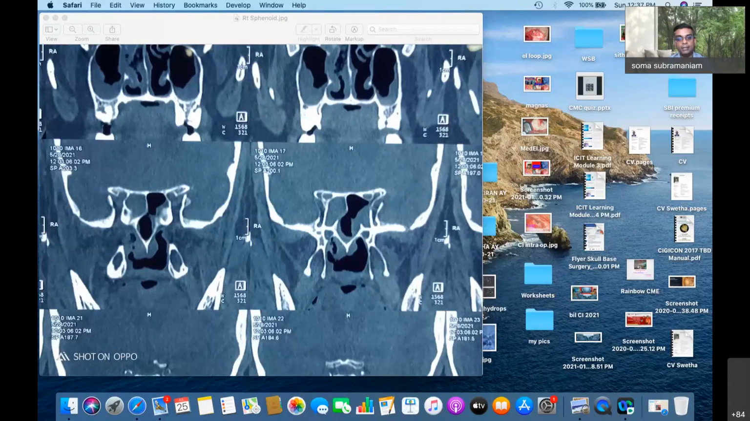And all the other tips and tricks that we use for FESS are obviously important for hemostasis. Making sure that your head is up 15 degrees, making sure that the blood pressure is not too high, and having all your hemostatic equipment available so that you have a clear field, because you don't want to be disorientated.